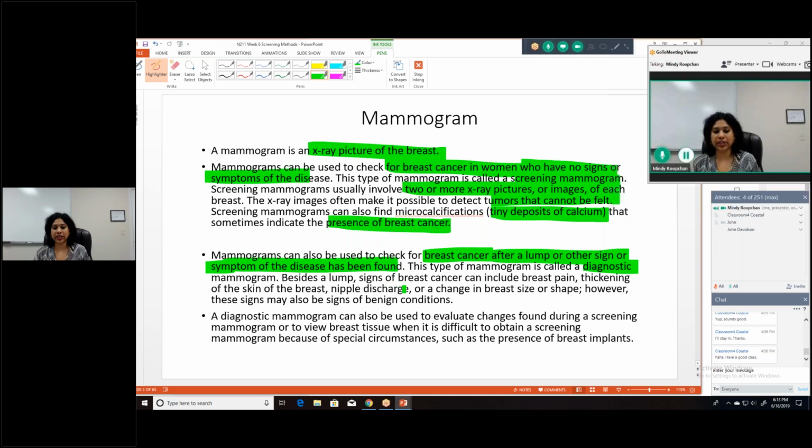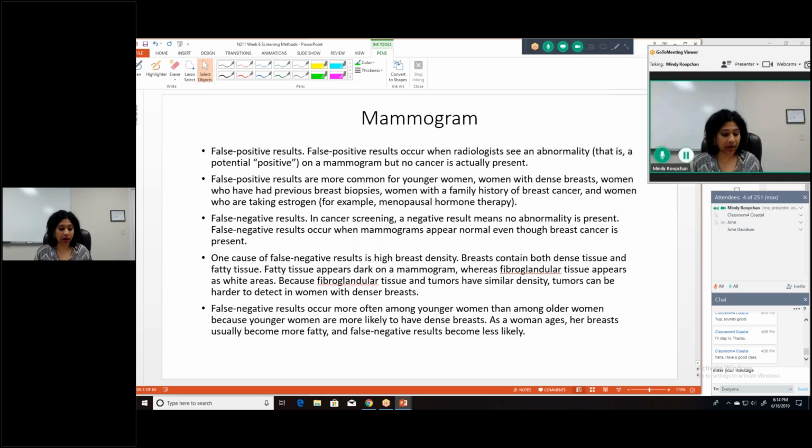So there's different ways we can use a mammogram. Besides a lump, signs of breast cancer can include breast pain, thickening of the skin of the breast, nipple discharge, change in breast size or shape. This is why we teach our patients about self-breast examinations and why they should be getting checked. Diagnostic mammograms are also used to evaluate changes during a screening mammogram or to view breast tissue when it's hard to obtain a screening mammogram because of special circumstances, especially nowadays, a lot of breast augmentation that happens. So there's different ways to check so that we're aware what's going on in there.